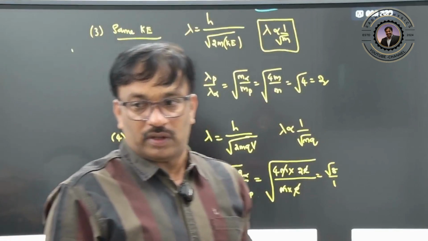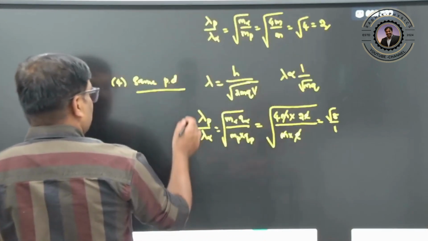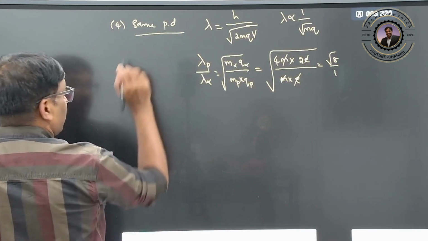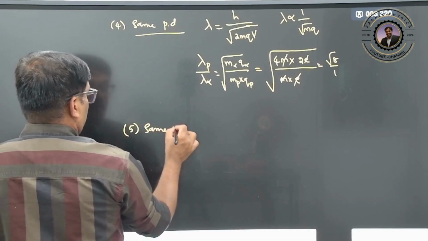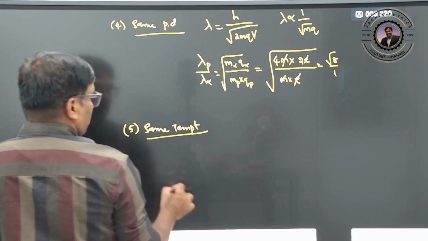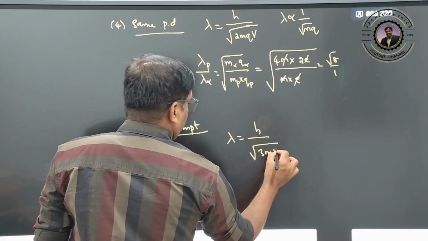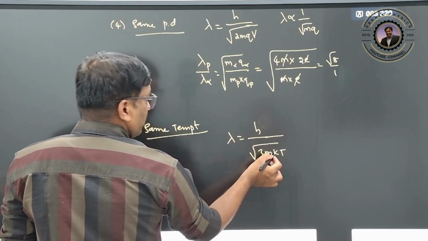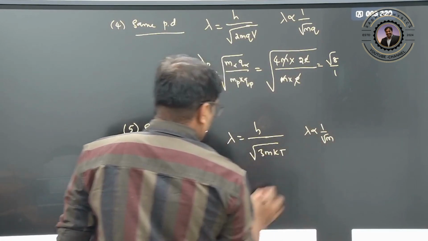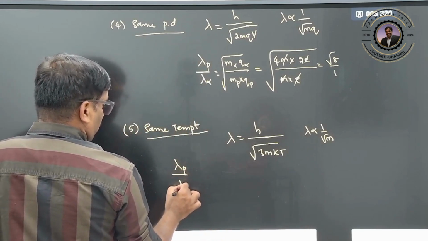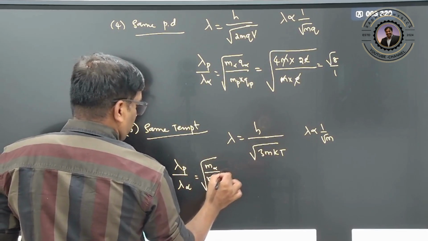Very, very important, no? So similarly, if this gas is there, like hydrogen gas and helium gas, which is maintained at the same temperature. Same temperature means what can you write now? De Broglie wavelength is nothing but h by square root of 3m kT. So, temperature is same, Boltzmann constant is same, h value is same, 3 is same. So, de Broglie wavelength is inversely proportional to root m. That means wavelength of the proton by wavelength of the alpha is inversely proportional, mass of the alpha by mass of the proton.